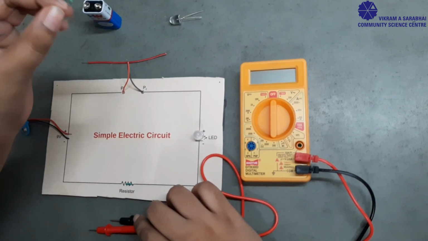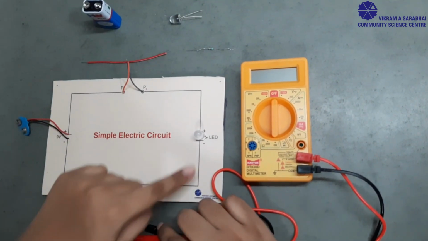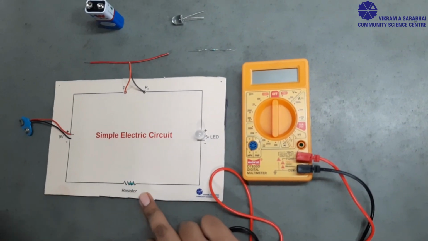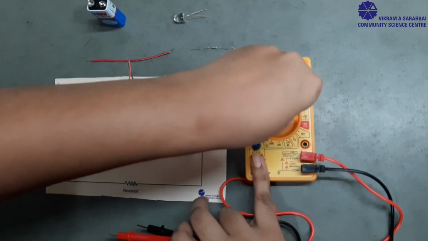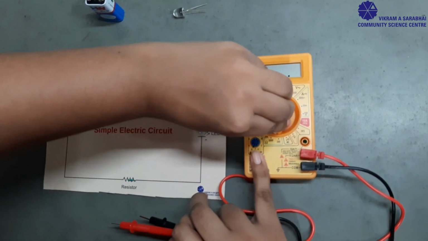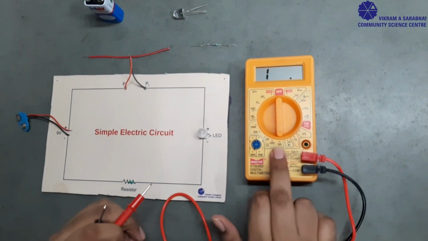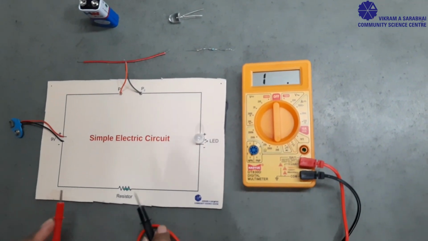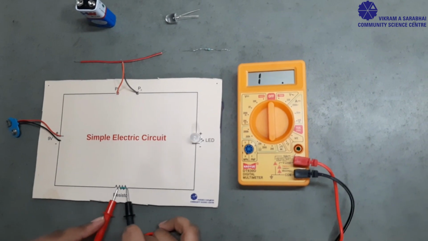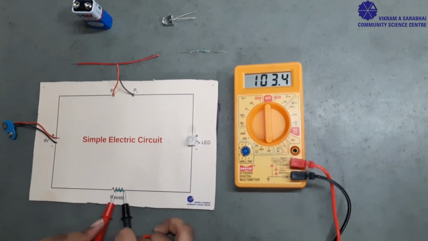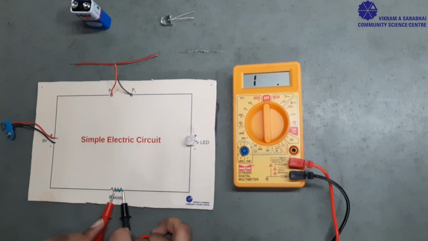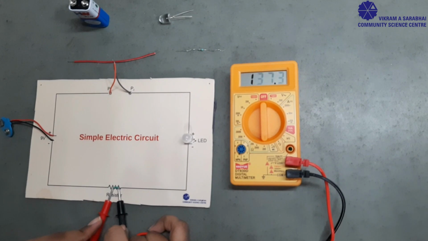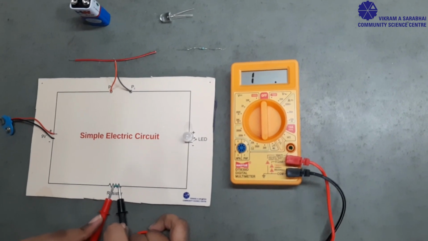So this same kind of resistor I have connected in my simple circuit. If I want to measure the value of this resistor, I'll change my knob to the resistance range, and I will put it on the minimum value, which is 200 right now. These are my two probes, I will put them across the resistor, and as we can see, it's displaying 1. If 1 comes, it means that we are out of range.